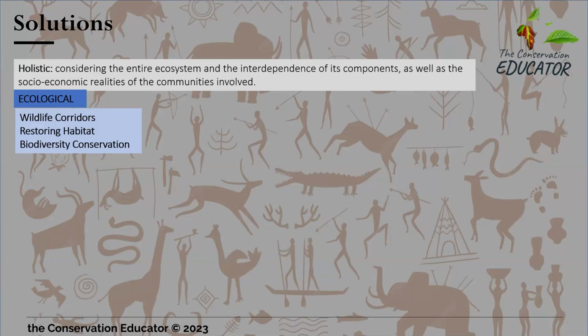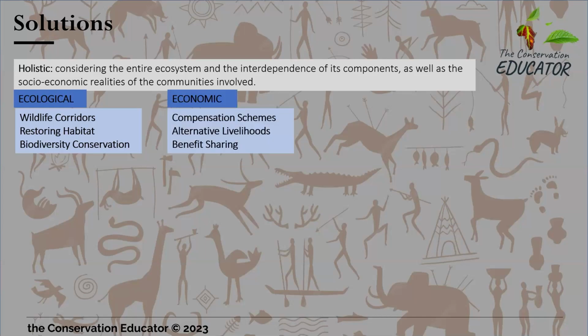So ecologically, we've spoken of wildlife corridors. We can restore habitat, and we also can conserve biodiversity. So in places where it's gone, we bring it back. In places where it exists, we preserve it. Economically, we can introduce compensation schemes. They don't always work, but there's never one thing for one place.